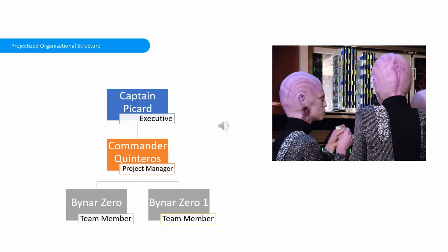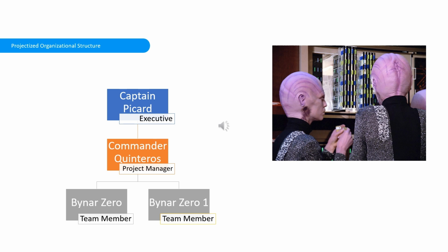The opposite of a functional organizational structure is a projectized organizational structure. In this example, we have an alien species called the Binars that comes to the Enterprise specifically to work on one project within the organization, that project being improving the holodeck. The Binars report directly to Commander Quinteros, who is the project manager, and Quinteros reports directly to Captain Picard. There's only one layer between the Binars and Captain Picard.